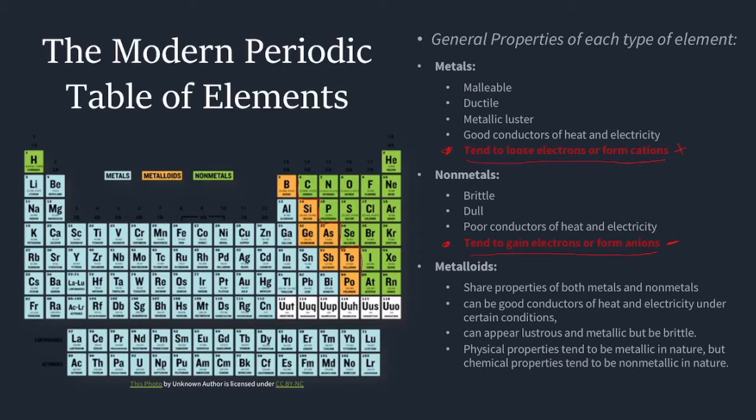All right. And then let's talk about the metalloids. The metalloids are on this little stair step right here. And metalloids, they're in between the metals and the nonmetals. And so they share properties of both metals and nonmetals. For example, they can be good conductors of heat and electricity under certain conditions, and they can appear lustrous and metallic, but they can be brittle at the same time. So in general, their physical properties tend to be more metallic in nature, but their chemical properties tend to be more non-metallic in nature, right?